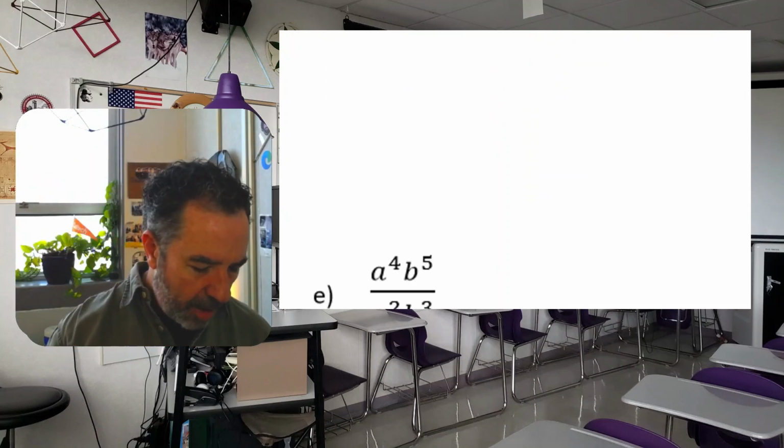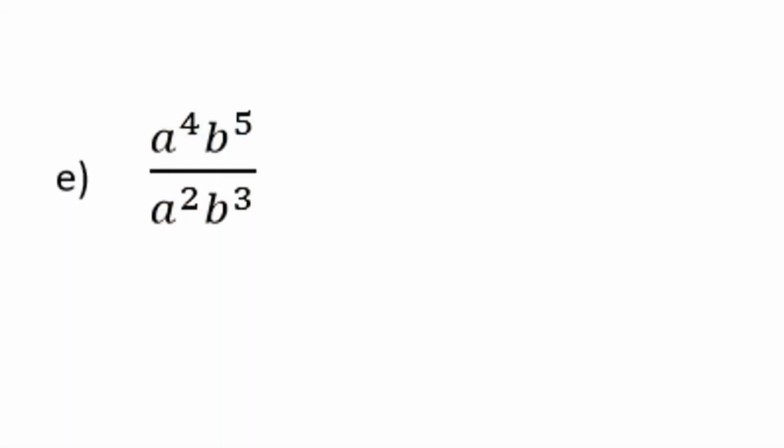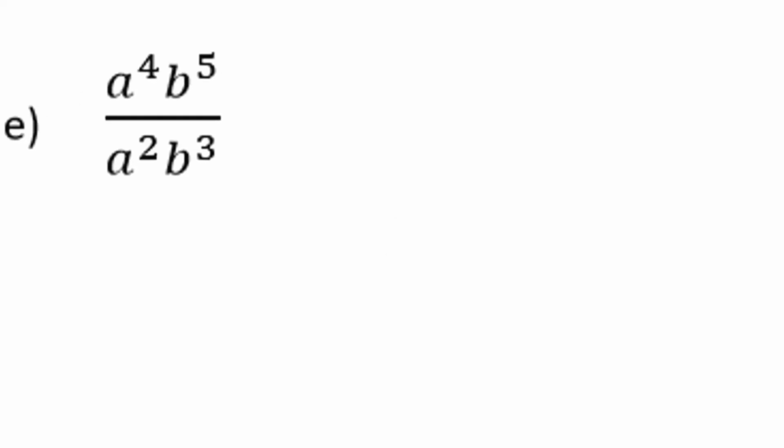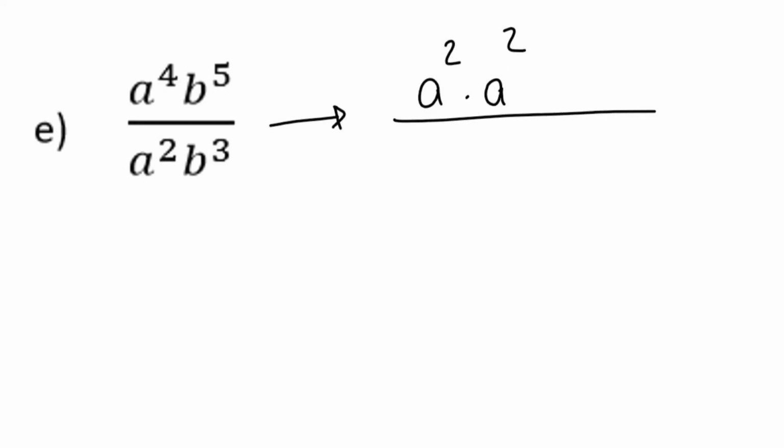All right, our next problem. Oh, how fun. This will be fun. So let's do the same thing, right? Let's try and break this up. So when I look at the a's in the top and bottom, I'm going to take this a to the fourth and I'm going to rewrite that as a squared, that's AA, times another a squared, which is AA. That's a to the fourth. And the reason why I broke it up that way is because you can see there's an a squared in the denominator. So I've taken care of my a's.